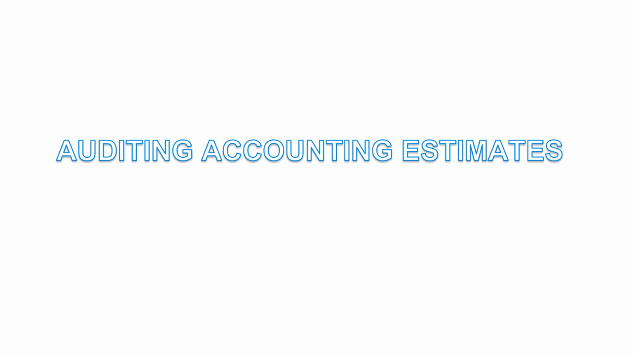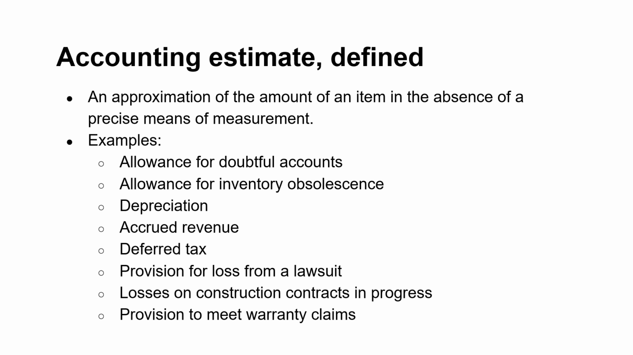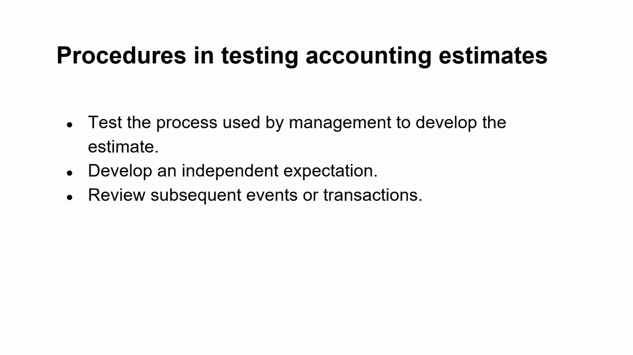We know that estimates carry with them a certain level of inherent risk. It's an approximation of an amount or item in the absence of a precise means of measurement, and it is this approximation that makes it vulnerable to risks. Here are some examples of estimates. I'm sure you have met them at one point in time. Allowance for doubtful accounts, allowance for inventory obsolescence, your favorite depreciation, accruals, deferred taxes, provisions for losses, and losses in construction contracts, and even provisions to meet warranty claims. So these are just some of the many estimates that we will encounter in an audit of financial statements.